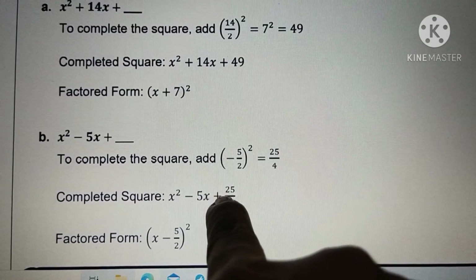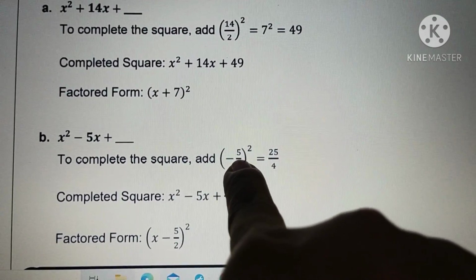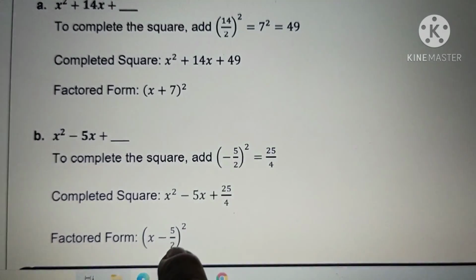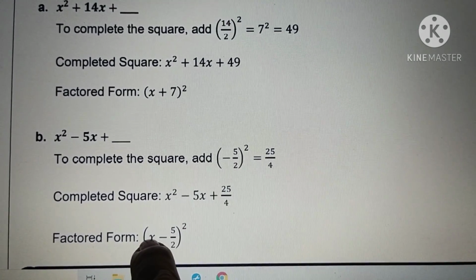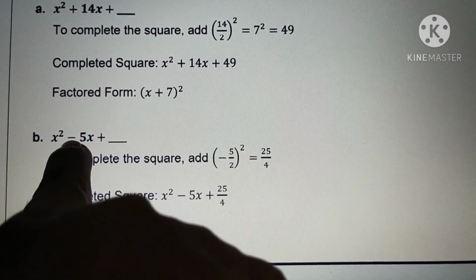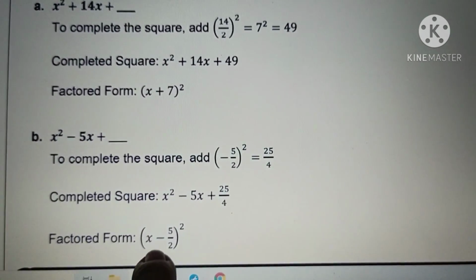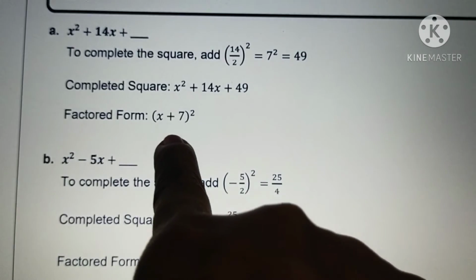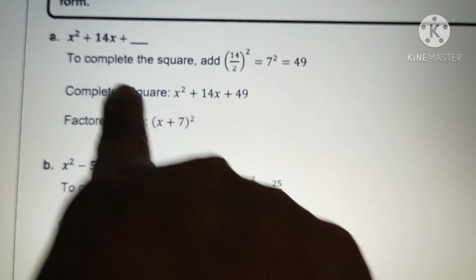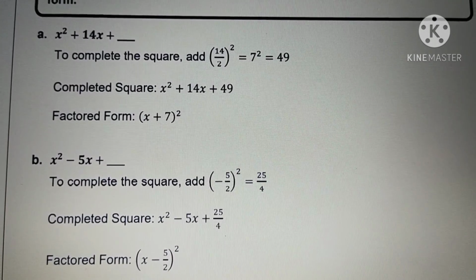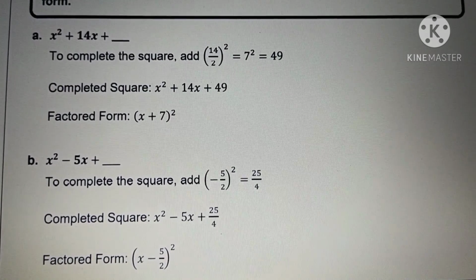Ang factor nito is, ang factor ng 25 over 4 is negative 5 over 2. That's why we have here x minus 5 over 2. Minus yan kasi ang given sa gitna is minus. If that is plus, then you will use plus here. The same process here. Pag plus yan, therefore plus. Pag minus yan, therefore minus sa gitna. Okay, that's it. That is completing the square.